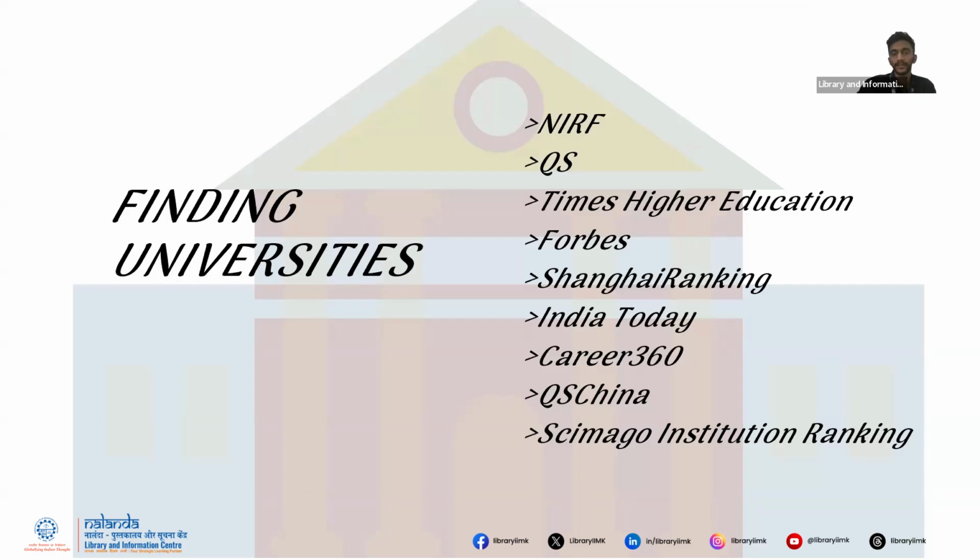For Indian top universities, you could refer to other web platforms like India Today, Career 360 and so on. To find the top universities at the international level, you could refer to the QS ranking, Times Higher Education, Forbes, Shanghai ranking, QS China, Manga Institution ranking and so on.